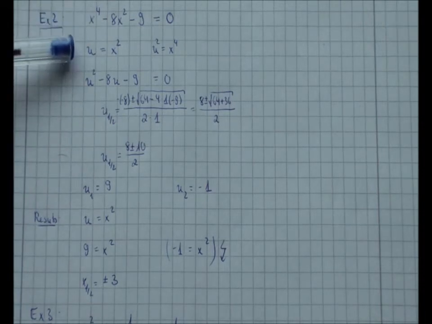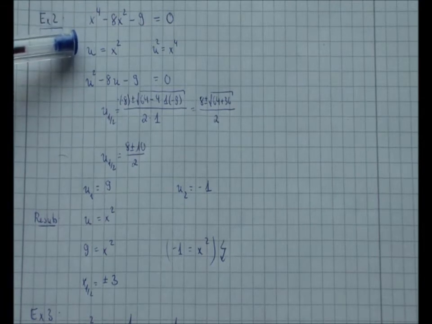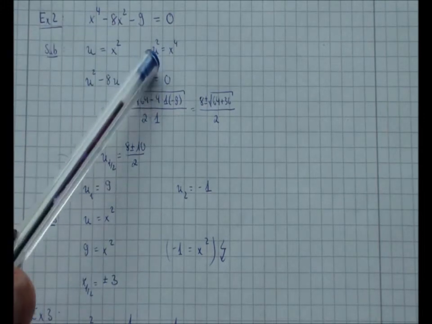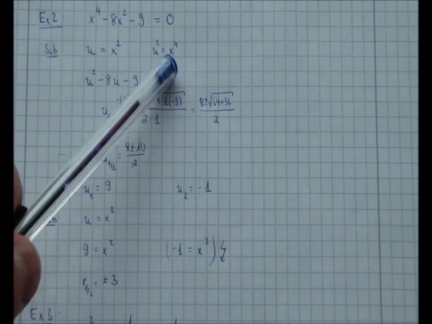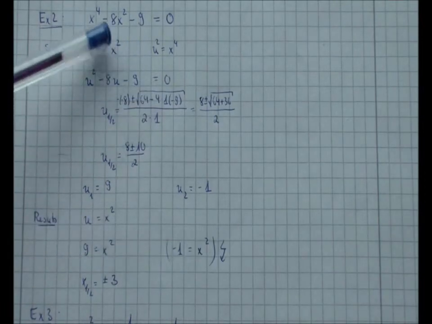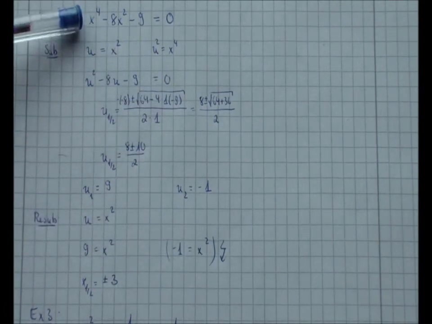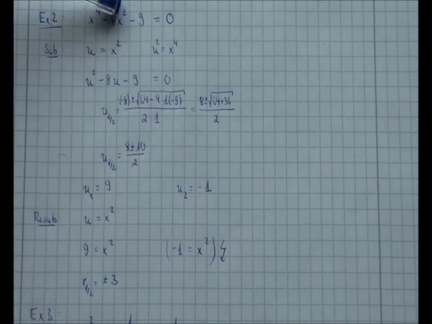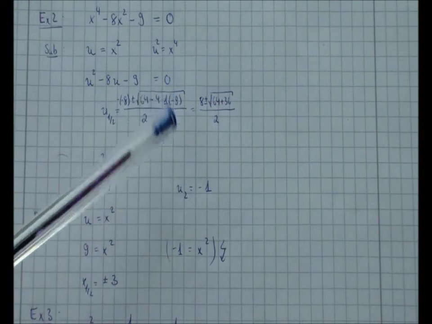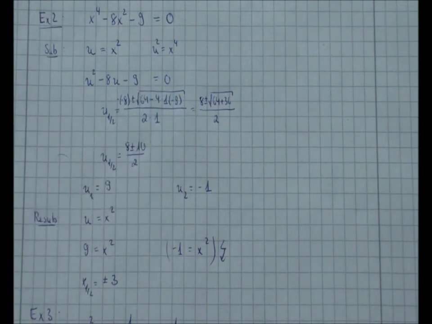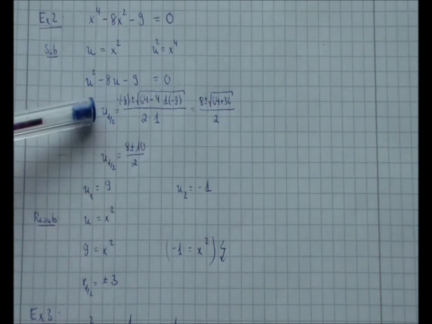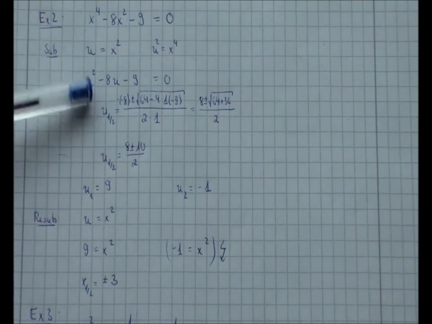So what we do next is we state our substitution equation. It's u equals x squared, so u squared is x to the 4. Just put them into the equation above. x to the 4 is u squared, minus 8u, because x squared is equal to u, minus 9 is equal to 0. Now what you have here, just use the formula for solving quadratic equations. You get 2 solutions.